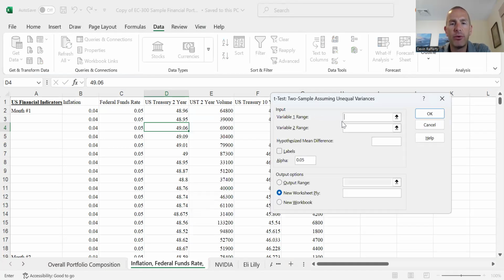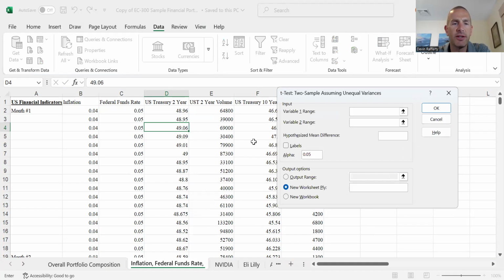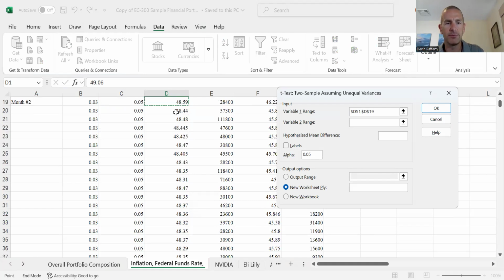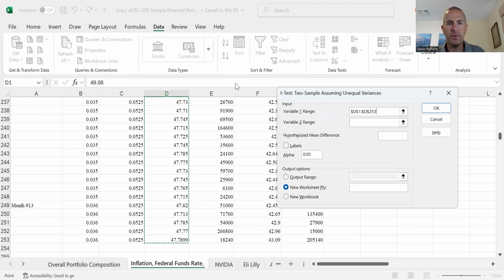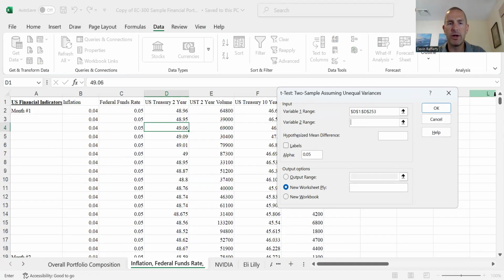And then variable one range. This is saying, hey, where is the data? Tell me what to calculate. So I'm going to calculate the US Treasury 2-year for variable one range. For variable two range, I'm going to do the US Treasury 10-year.